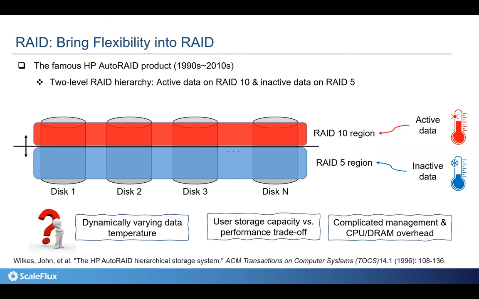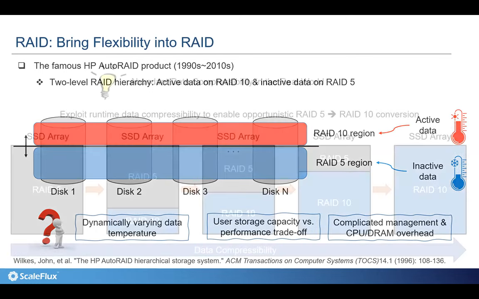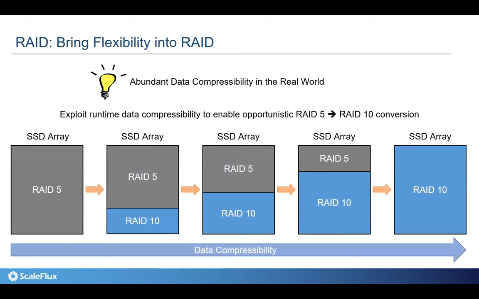But in the real world, data is usually compressible. So it is beneficial for us to exploit runtime data compressibility to dynamically convert the RAID configuration between RAID 5 and RAID 10. When the data compressibility is not that good, we will use RAID 5 to store data. As the data compressibility becomes better and better, we will gradually use RAID 10 to replace RAID 5.